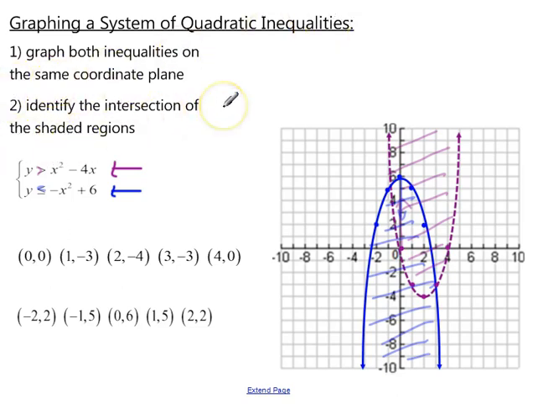It says we need to identify the intersection of the shaded regions. So what I'm actually going to do now is go through and shade just the overlap. So this section of purple is not part of the blue, and this section of blue is not part of the purple. The only overlap is here. So this is actually our solution set, just in this section.